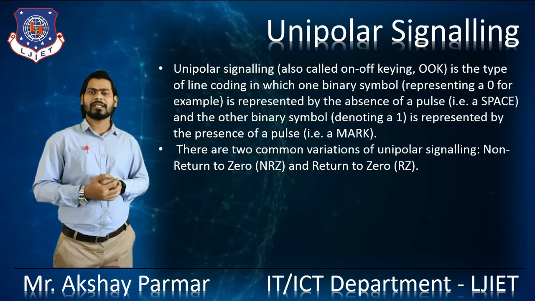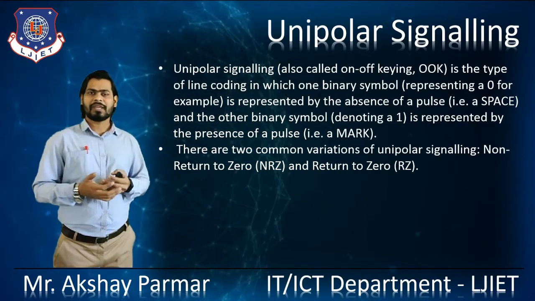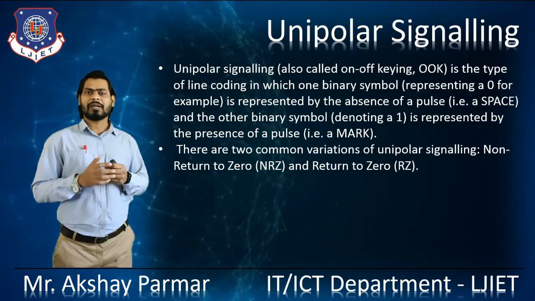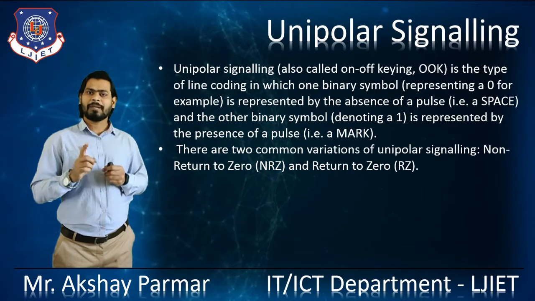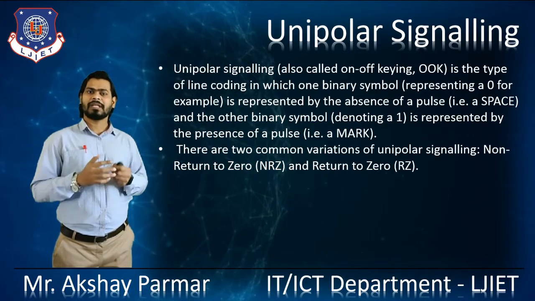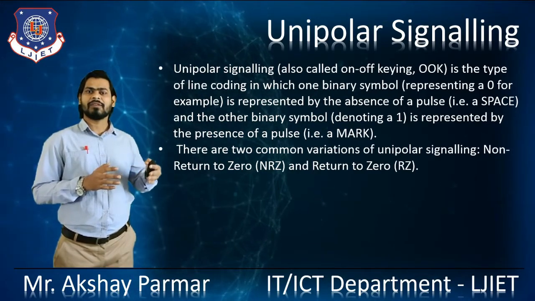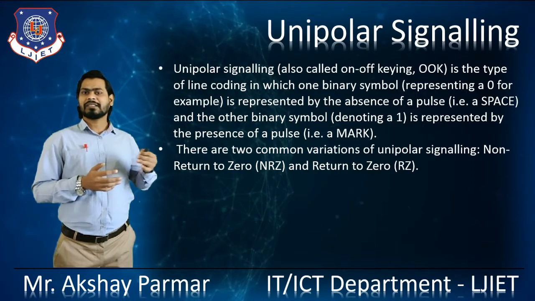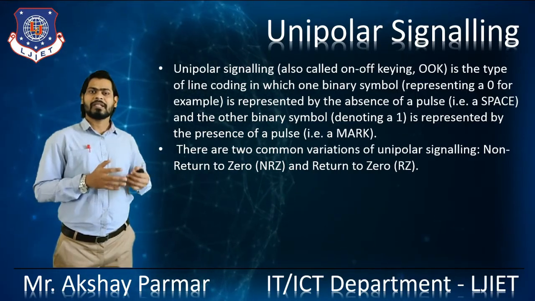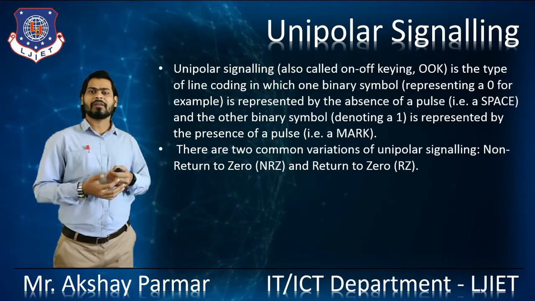Let's see the unipolar signaling in brief. Unipolar signaling is called on-off keying, right? As we have seen, OOK is the type of line coding in which one binary symbol, for example a zero, is represented by an absence of the pulse, or the space, and the other binary symbol, denoting a one, is represented by a presence of the pulse, or the mark.